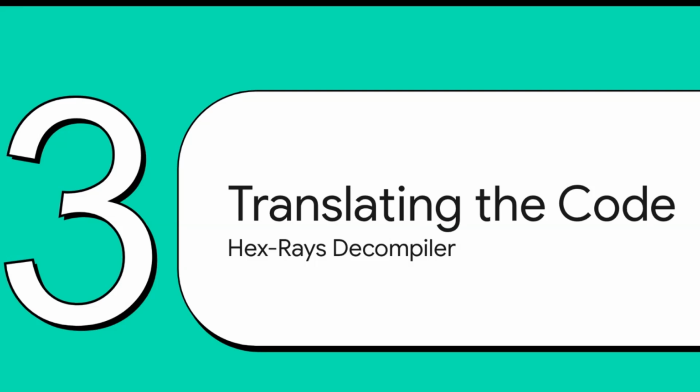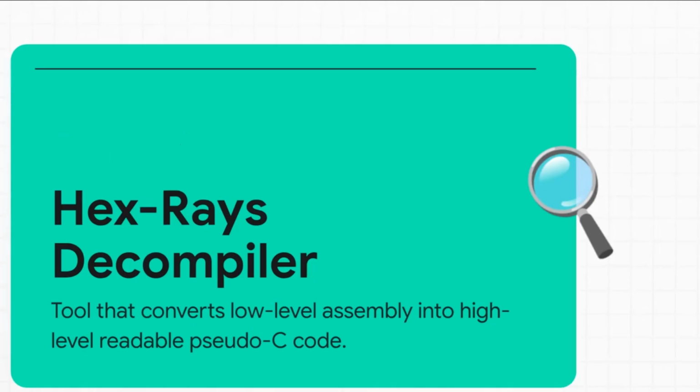Moving right along to Section 3, Hex-Rays, translating the code. Let's talk about what we do with the unknown, custom code that's left over after FLIRT does its thing. This is where the Hex-Rays Decompiler shines. Think of it as your universal translator.